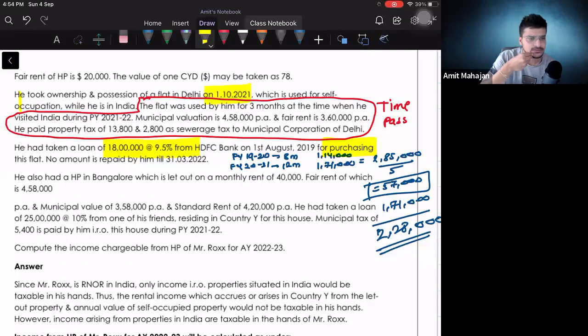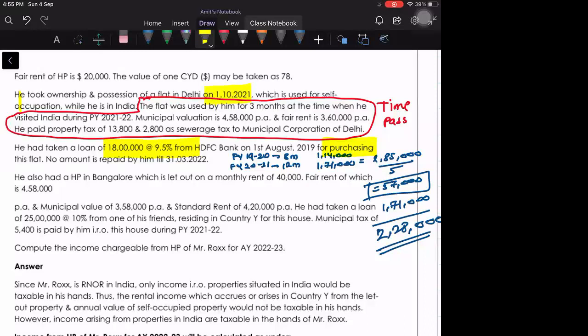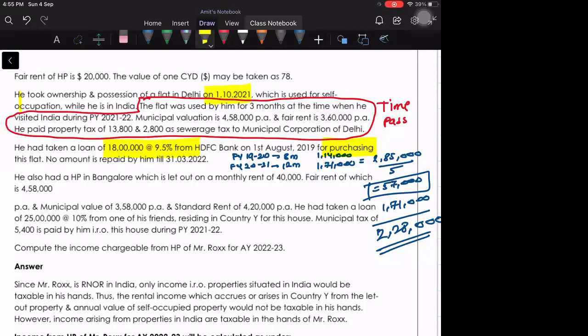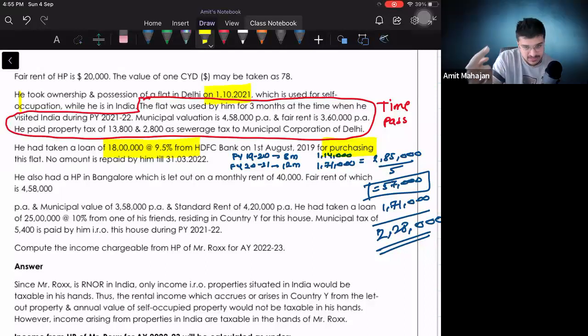No, right? There is no municipal tax. I will get the net annual value. From the net annual value I will reduce 30% and reduce interest on borrowed capital. How much interest on borrowed capital will come? Municipal tax is there, at the end it says municipal tax of 5,400. Sorry, right. So 5,400 I will reduce from GAV. I will get net annual value. From that I will make two reductions: 24A 30%, and 24B interest on borrowed capital.